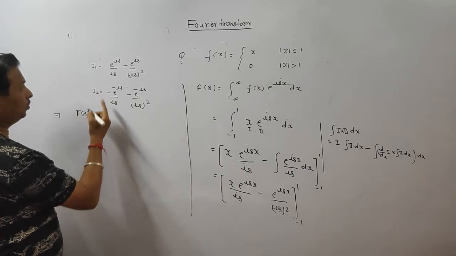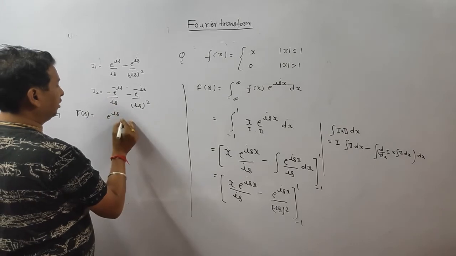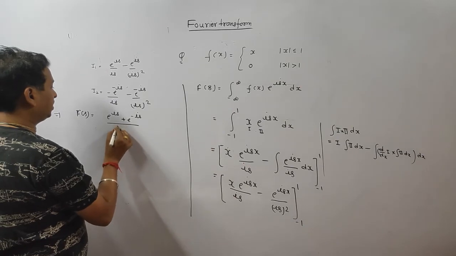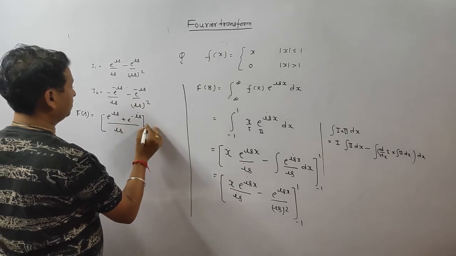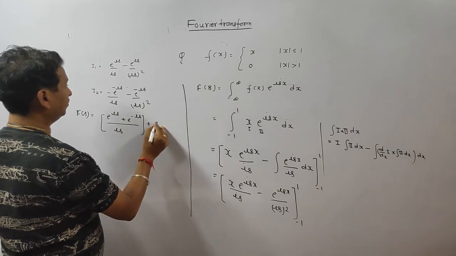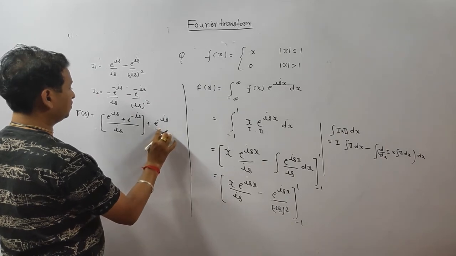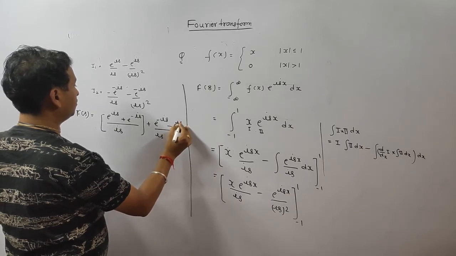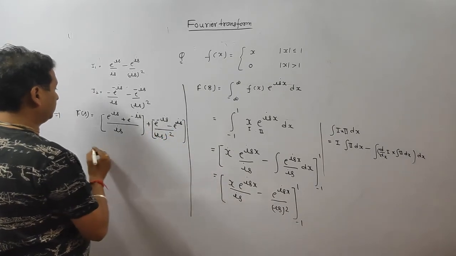I1 minus I2. Subtract. So e to the power iota s, when you subtract, becomes plus e to the power minus iota s upon iota s in one bracket. This is plus e to the power iota s minus e to the power minus iota s upon iota s square.